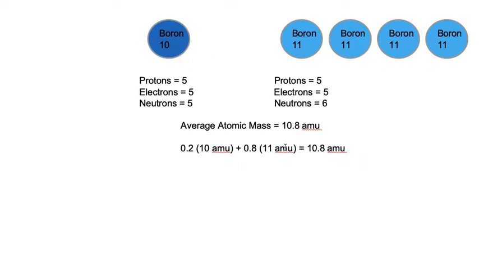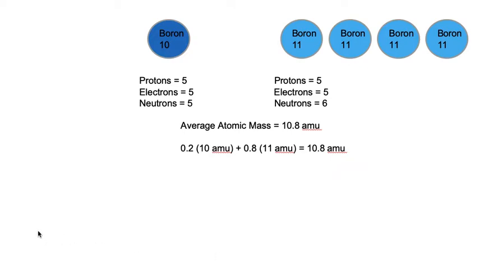And so we have a weighted average where we have just 20% of the atoms having a mass of 10 atomic mass units, and about 80% of the atoms having an atomic mass of 11. And so the weighted average is 10.8. I rounded the numbers here to make it a little simpler for the example, but it's about the average atomic mass that you see on your periodic table.